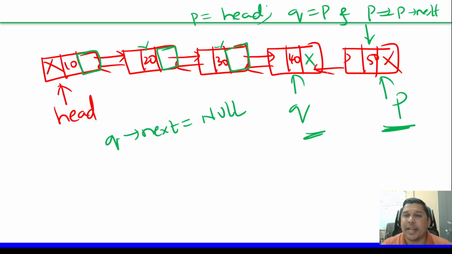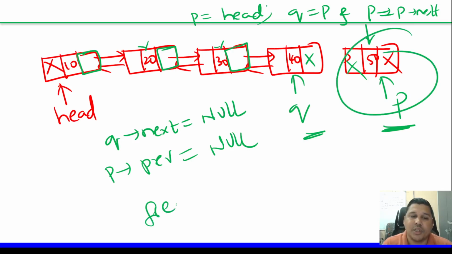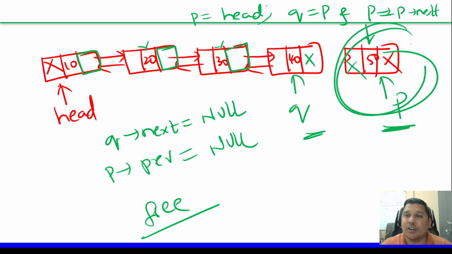Once I break this chain, how do I delete this one? P's previous should be null. P's previous should also be null. Then this is also broken and we got null here. That is it. You do free of P, and we complete our deletion operation. We deleted the element at the end of the list. Remaining all remain the same, there is no change. So the only logic is you have to maintain two pointers P and Q.